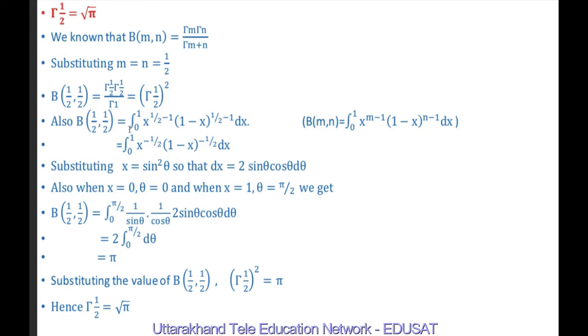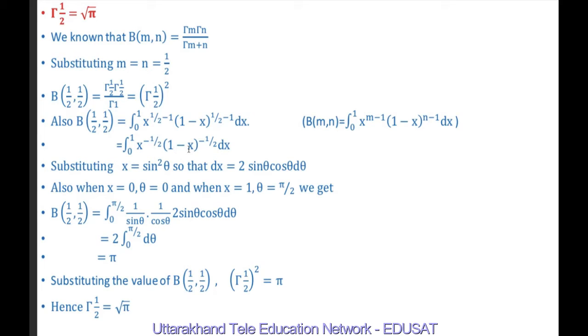If we substitute these values, then the beta function for m equal to half, n equal to half is 0 to pi by 2, x raised to power minus half. x is sine square theta. So sine square theta raised to power minus half is sine theta raised to power minus 1. So it is 1 upon sine theta. Again, this is 1 minus sine square theta.